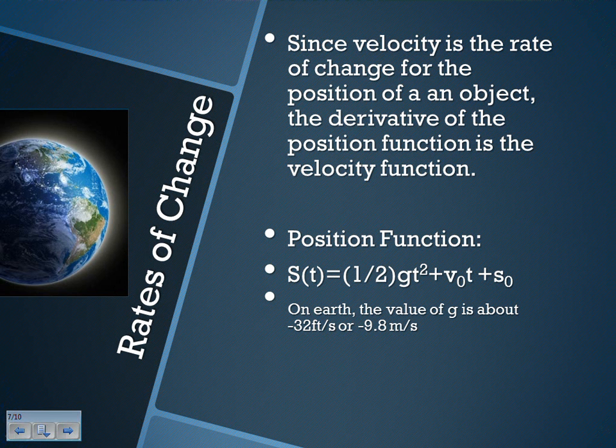So on Earth, the value of g is about negative 32 feet per second squared. So you need to know that number. Or if we're in meters, negative 9.8 meters per second squared. Same number, just different units. And it's not quite exactly that, but that's what I want you to use. Okay. So if you're on Earth, that goes in for g.